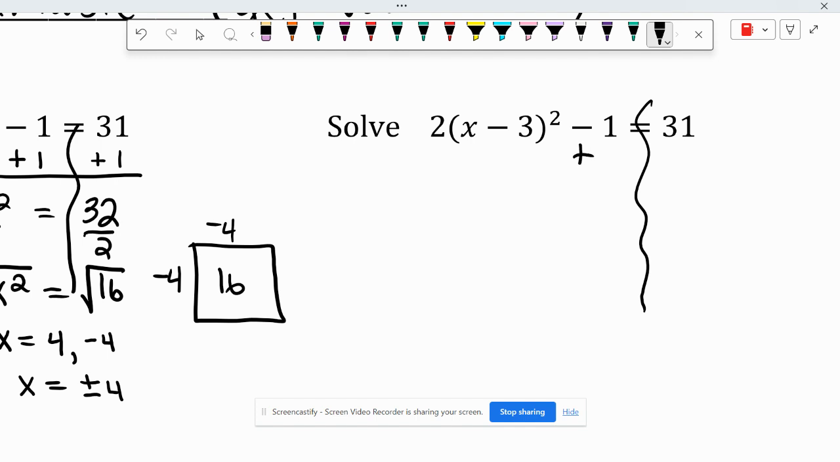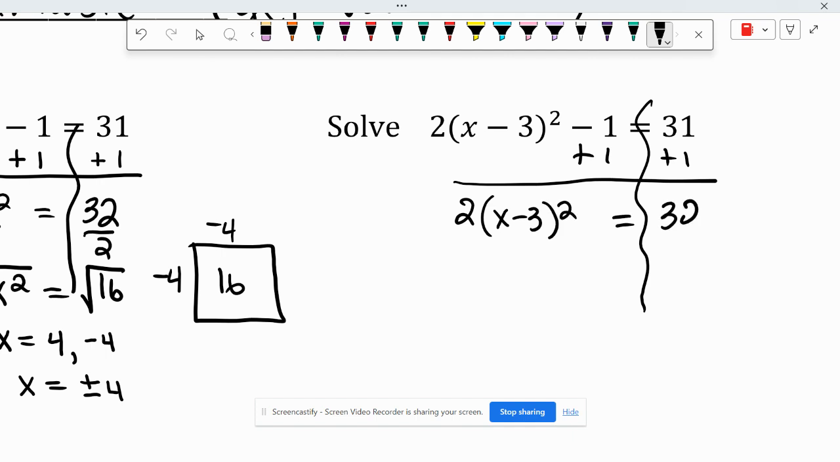Add the 1. Yeah, we're going to add 1 to both sides. So 2 times the quantity of x minus 3, the quantity squared, equals 32. Now what? This says 2 times the parenthesis. What's the undo of times? Divide. So I'm going to divide both sides by 2. That gets rid of the multiply. So now I have x minus 3, the quantity squared, equals 16.